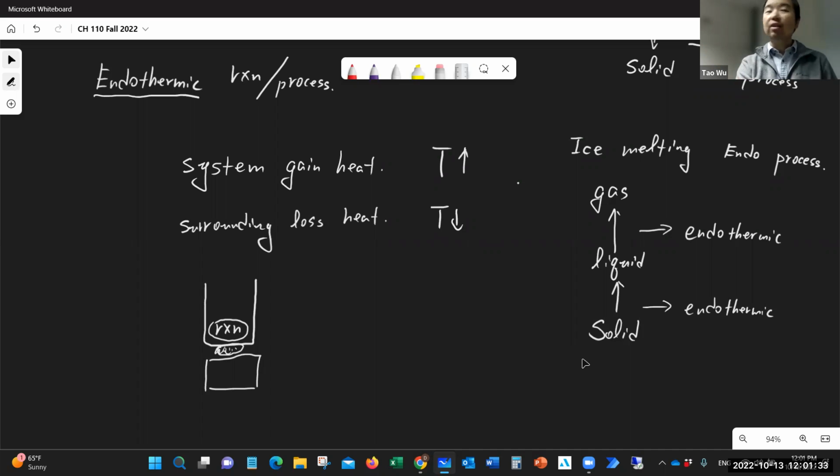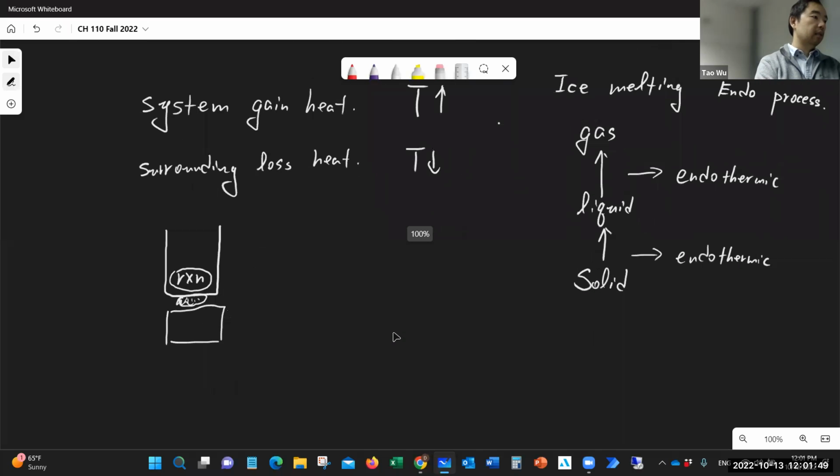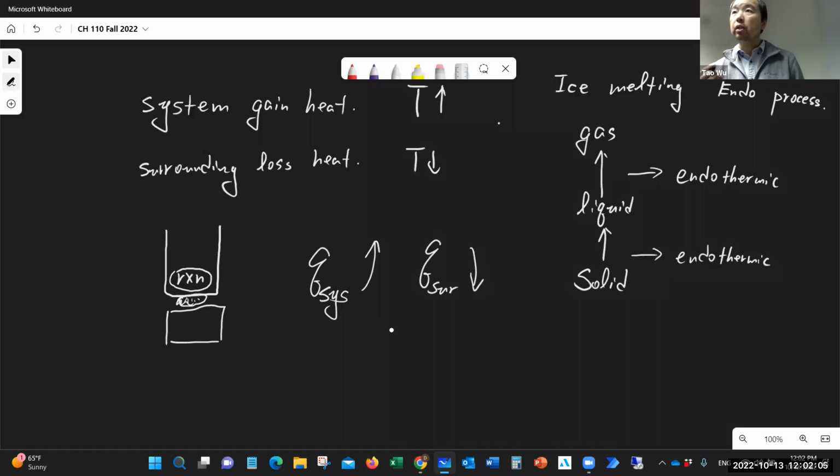All right, so this is endothermic. Are you clear? In an endothermic reaction, the system gains energy and the surroundings lose energy. If we write this, Q is the heat. The heat of the system is a gain, but the heat of the surroundings is a loss. Again, heat will not be destroyed. If something gains heat, something must lose heat.